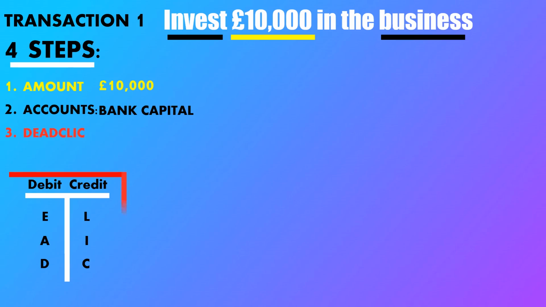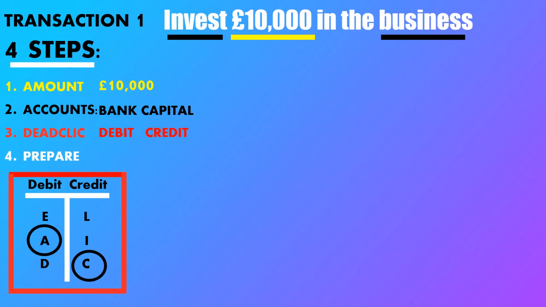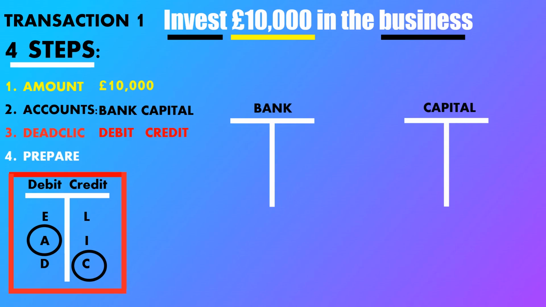Step 3, I will use the DEAD CLIC acronym, which is this one here. Bank is an asset as it is the amount they own, so it is recorded as a debit, which leaves us with a credit for capital. And step 4 is to prepare the T accounts. I am going to debit £10,000 in the bank account and credit £10,000 in a capital account. So you see, using those 4 steps, we are able to pick out relevant information that will be used for preparing the T accounts. Let's look at transaction 2.